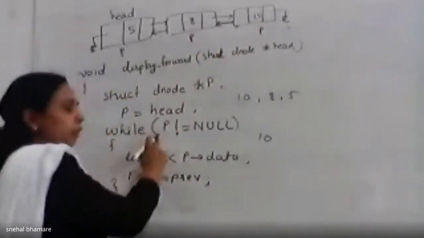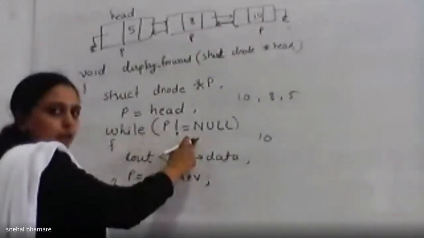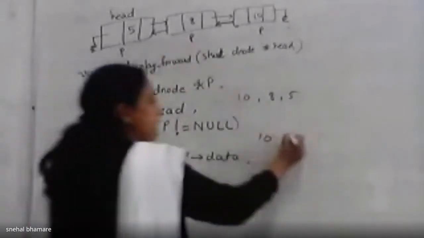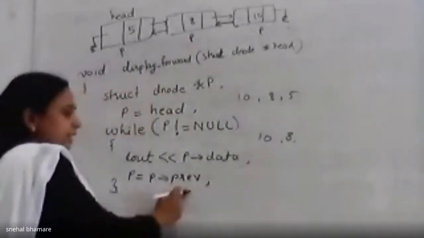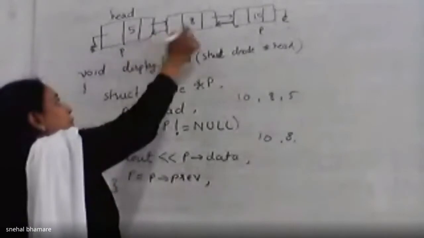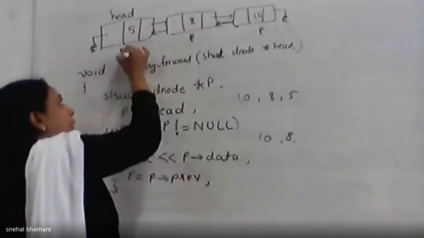Again in the while loop, check whether it's null. No. So display this data; 8 will be displayed. P equals p previous. It will come to the first node. Again, display its data.